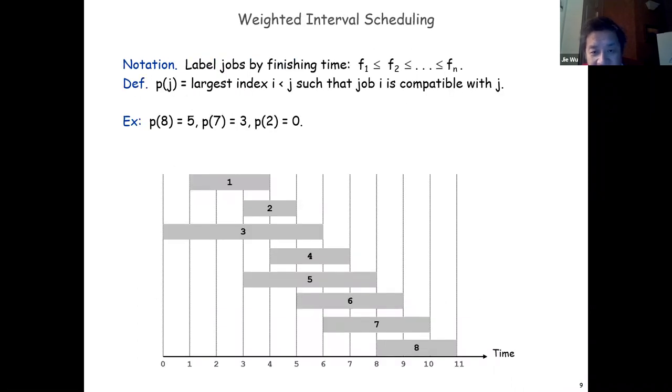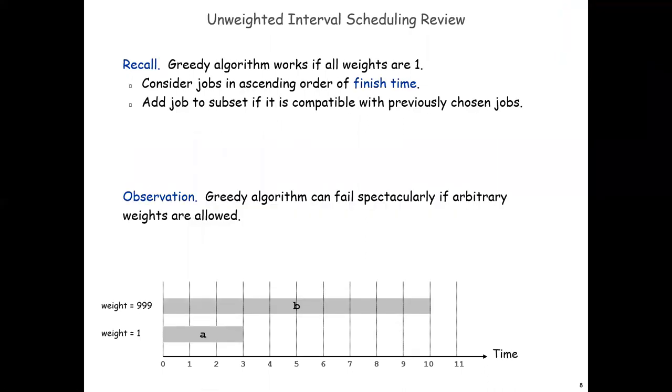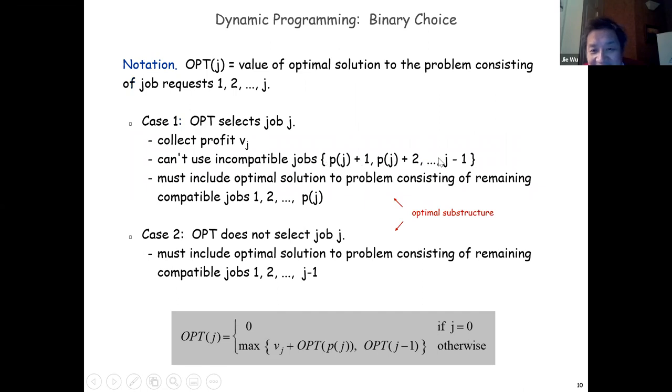Sometimes notation is not really intuitive. What is the largest index compatible with 8? 5. So P8 is 5. PJ plus 1, which is 5 plus 1, is 6. That's the first one, and then the second one. This is just notation to show you which ones you should eliminate. These are the ones you should not include. So all you need to do is take the weight of the job you select, then find the optimal solution from 1 to PJ, which in that case is 1 to 5. So it's a recursive call.